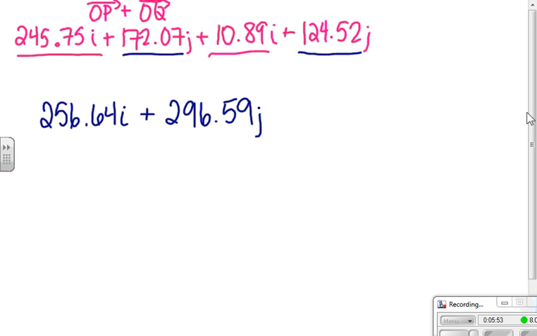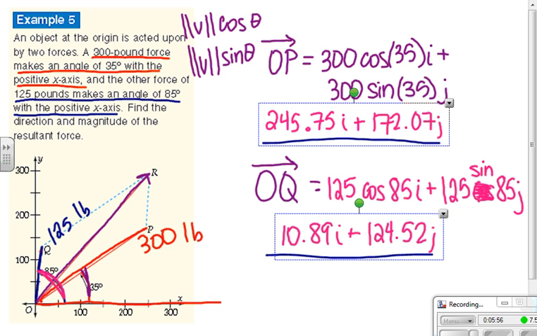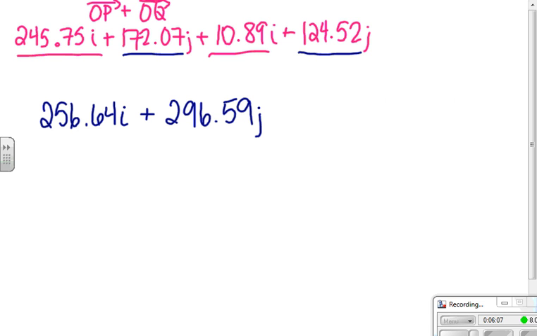So let's go back to our original problem. The question wants to know, find the direction and magnitude of the resultant force. So now I need to find direction and I need to find magnitude. I know that that is my new vector, so I need to find direction and magnitude now.